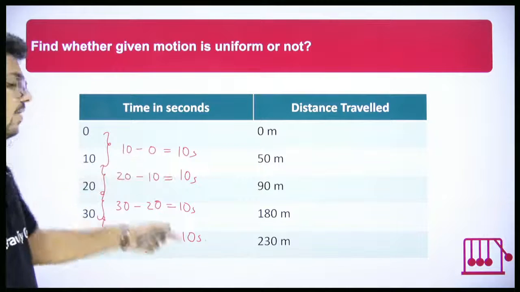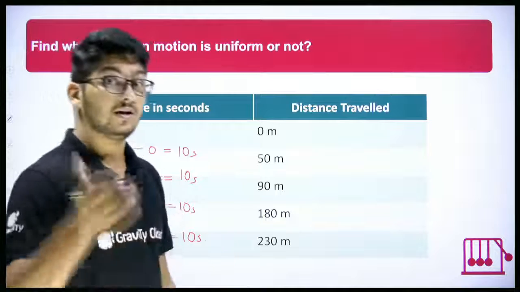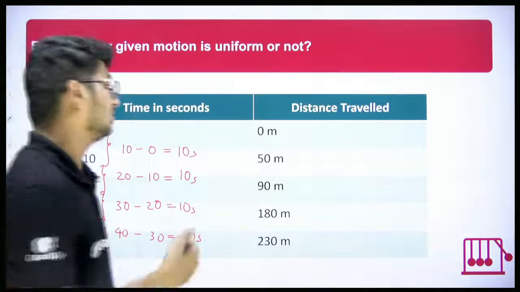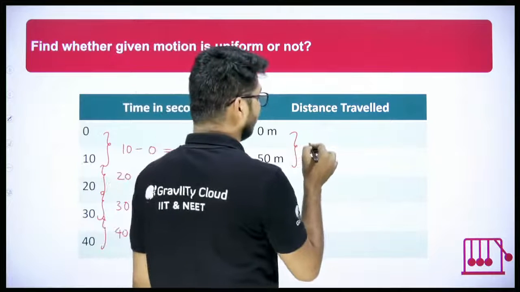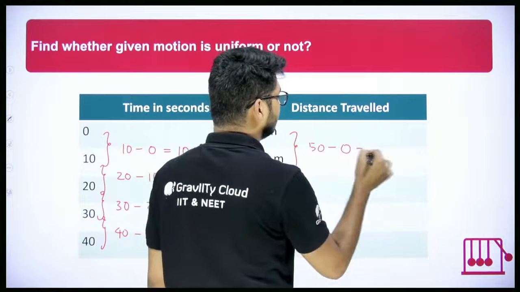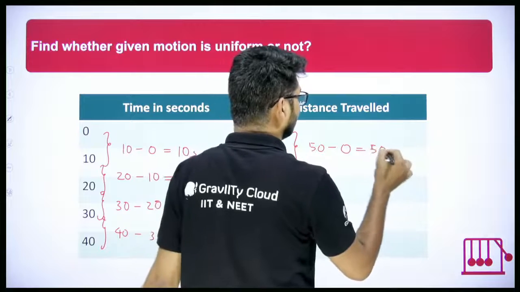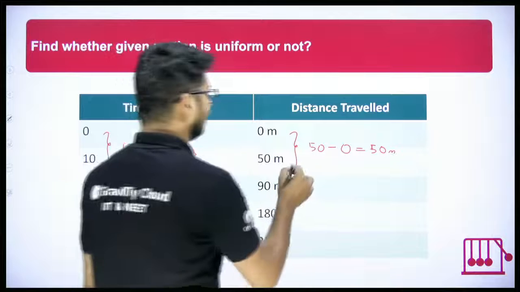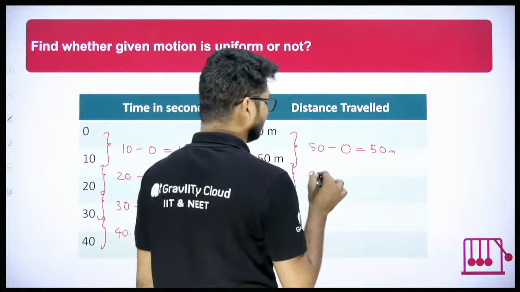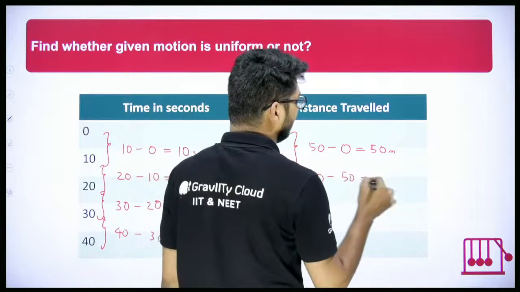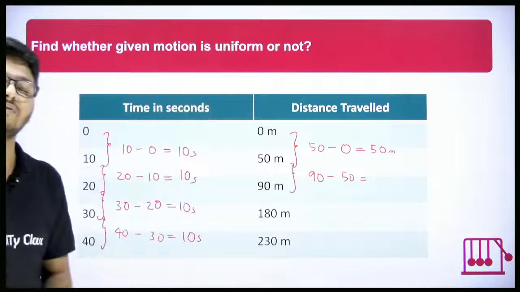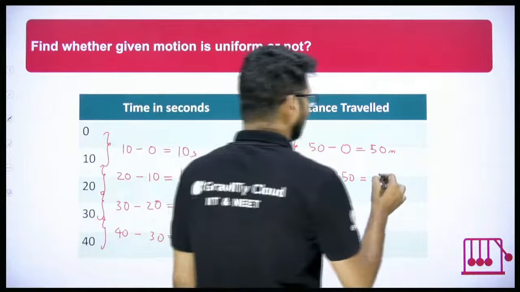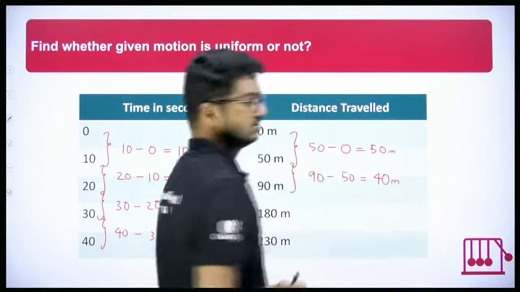So the time taken is equal, pretty clear. Now let us look at the distance traveled. 0 to 50, that means 50 minus 0. So for the first 10 seconds, the distance traveled is 50 meters. Then if I look at the other interval, it is 90 minus 50. How much is 90 minus 50, everyone? Yes, that is 40 meters.